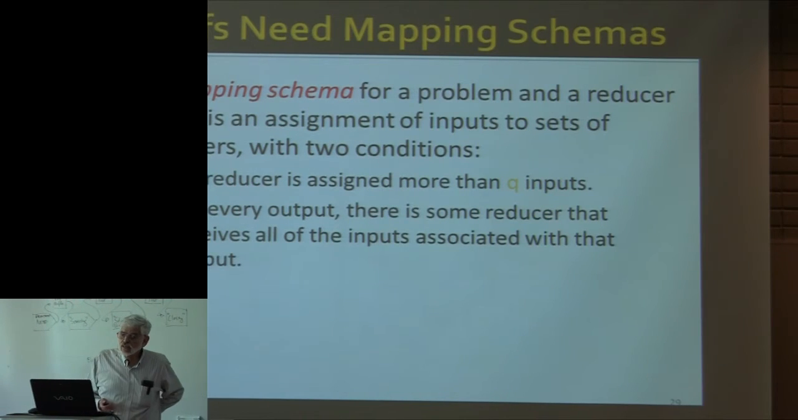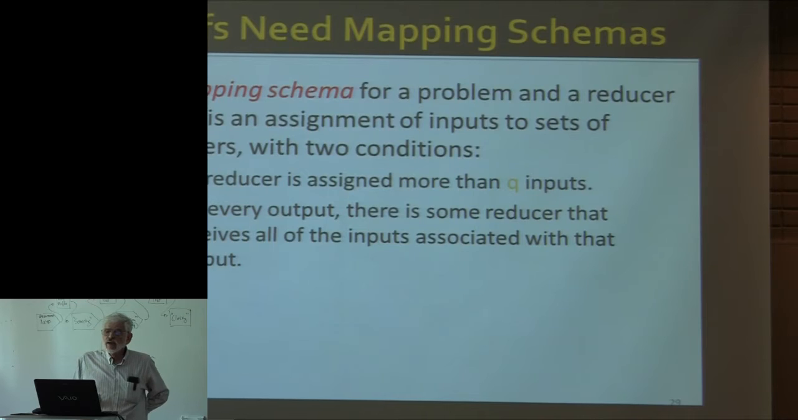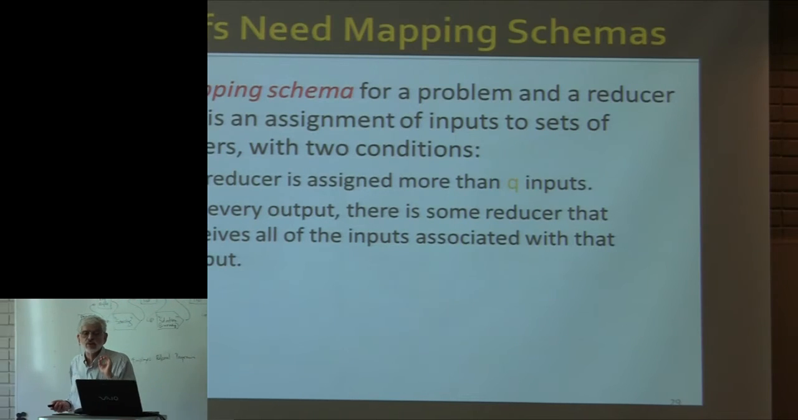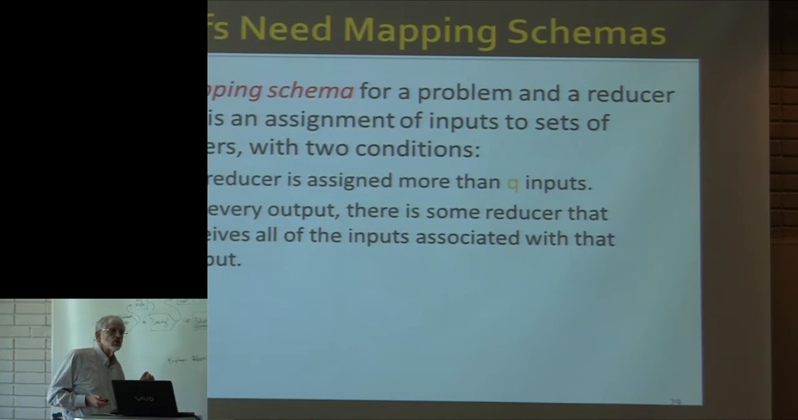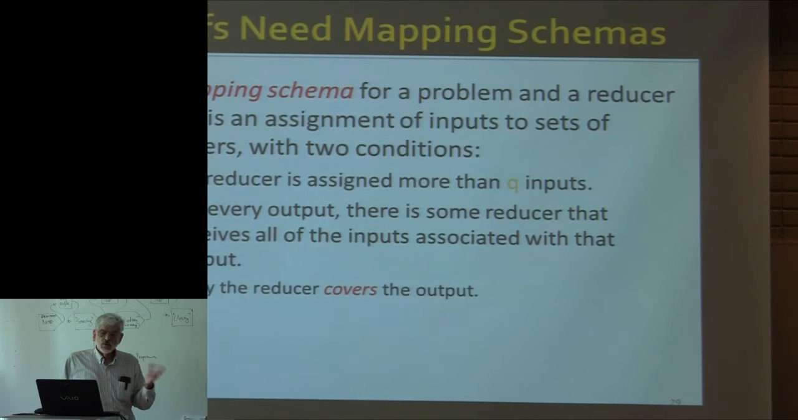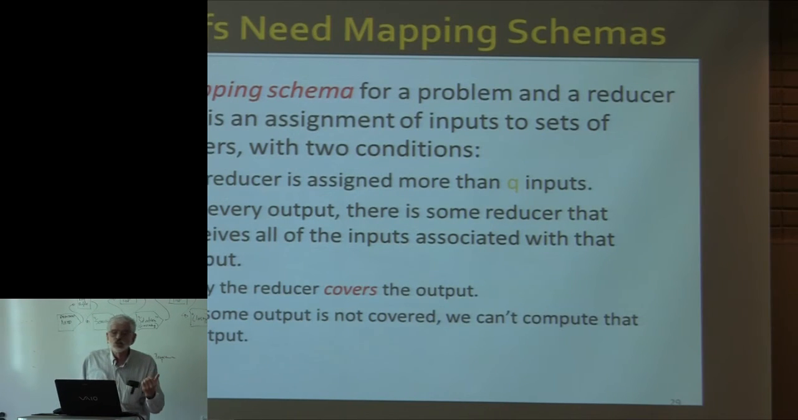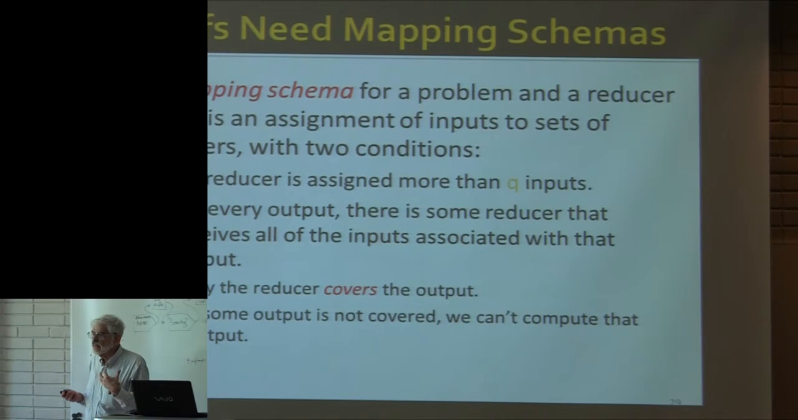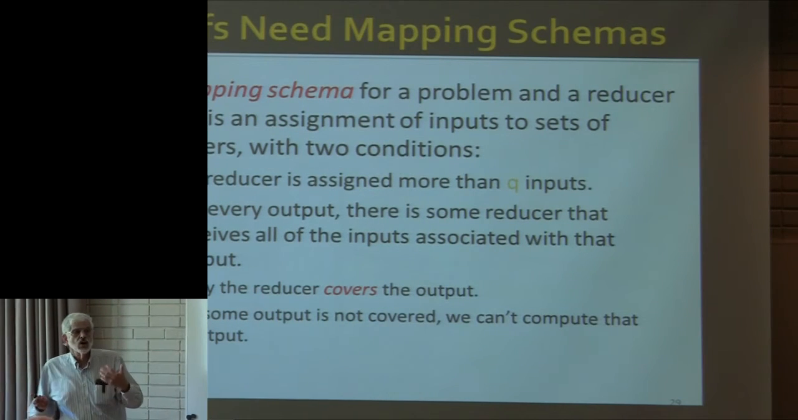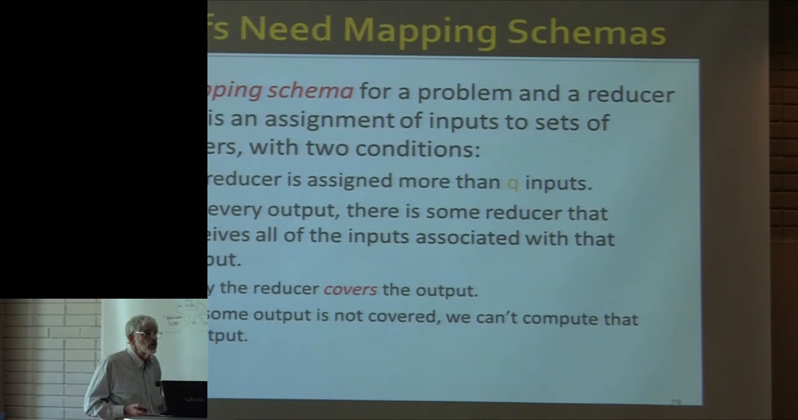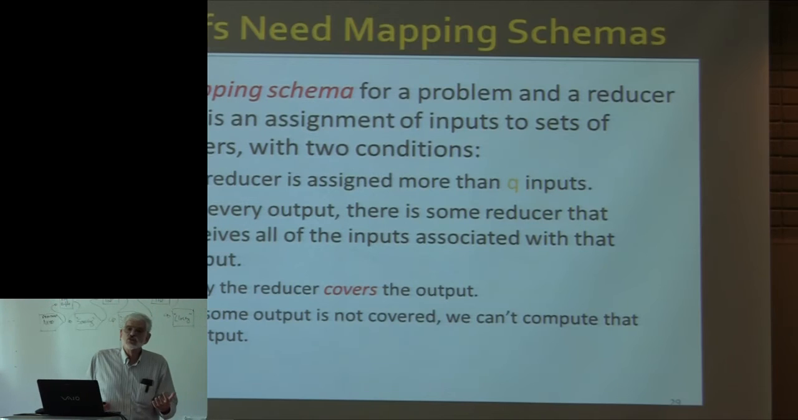But the second is a little bit subtle. It says that for every output, and remember there's an input-output mapping that describes the problem itself, there's at least one reducer that has all of the inputs related to that output. We say the reducer covers the output. If there's an output that isn't covered, then that output cannot be computed, because only a reducer can compute an output, and if no reducer has all the information necessary to compute the output, you're doomed.